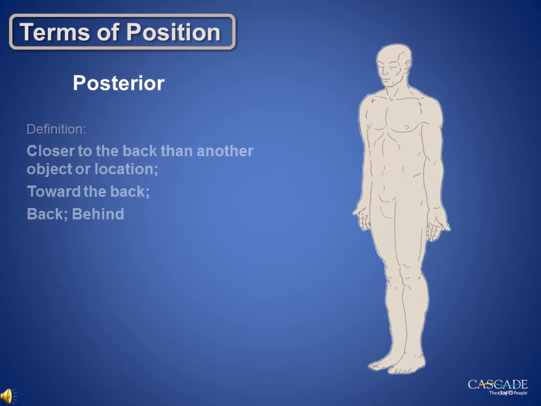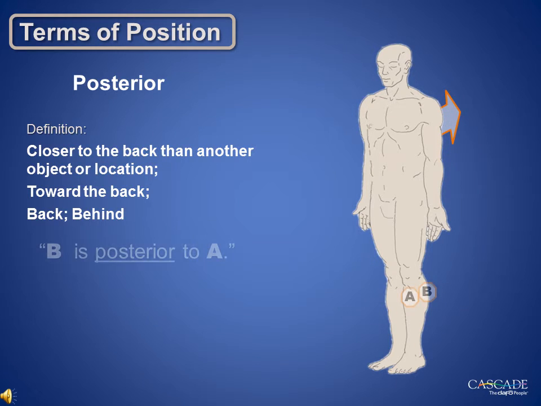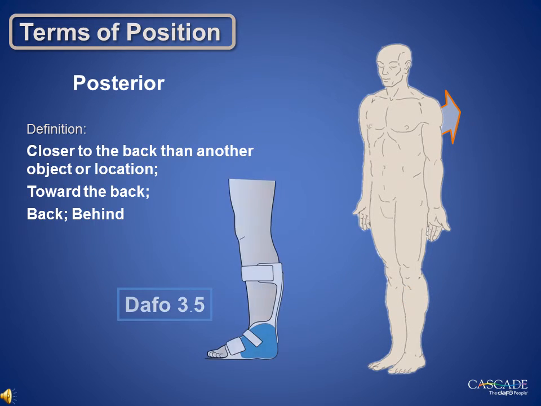Posterior means closer to the back than another object or location, toward the back, back, or behind. In this example, B is posterior to A. We refer to the flexible extension of the Dafo 3.5 brace as the posterior strut.